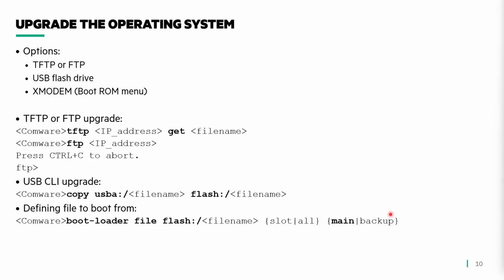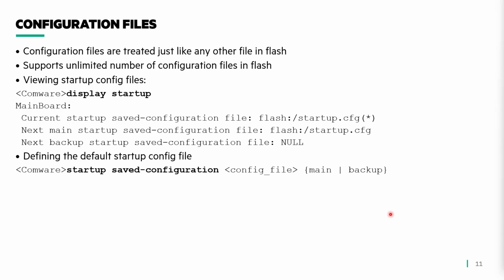Now that is as far as the operating system is concerned. The files that are related to configuration, they are saved in the startup config, or they are in the running config. You can have multiple files basically. So display startup will tell you what's current and, if anything is set, what's next. These two always have values. This might be null because you have not configured any backup startup file. And then you can define the default startup config.